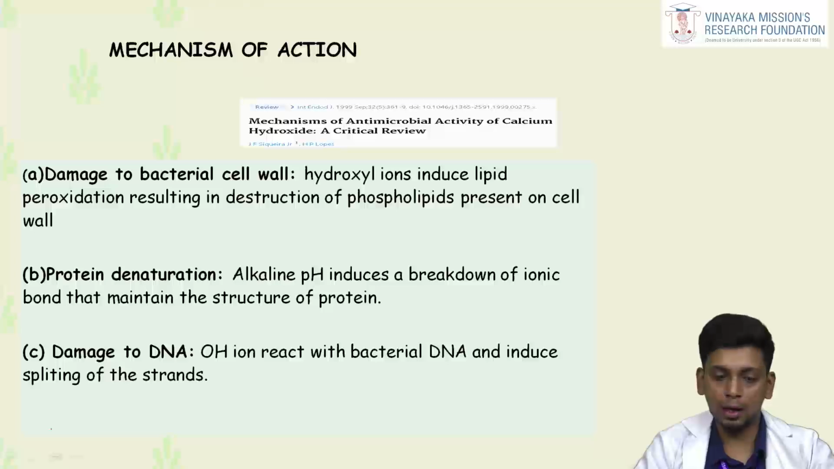Moving on to the mechanism of action. The first mechanism of action is damage to the bacterial cell wall. Hydroxyl ions induce lipid peroxidation, resulting in destruction of phospholipids present on the cell wall. Next is protein denaturation. Alkaline pH induces a breakdown of ionic bonds that maintain the structure of the protein. Next is damage to the DNA. Hydroxyl ions react with bacterial DNA and induce splitting of the strands.